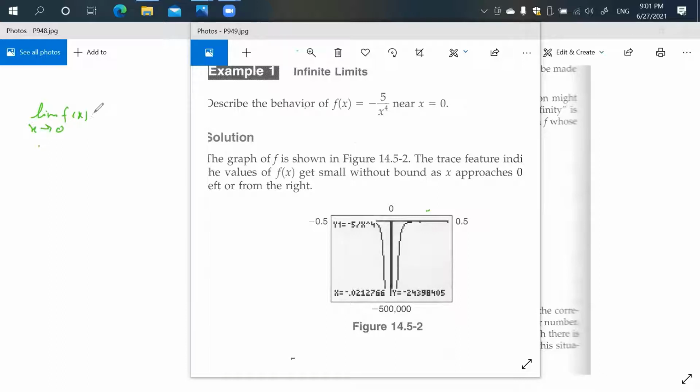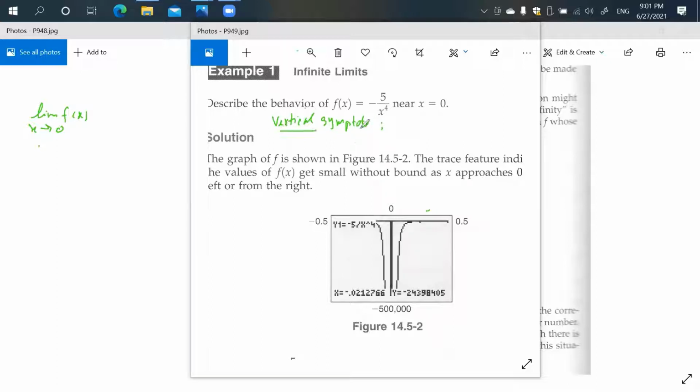Okay, so we find the asymptote first, right? You recall this. We can get the horizontal asymptote and the vertical asymptote. So now we get the vertical asymptote first. How to plot the graph, okay? Vertical asymptote. How to get this one?